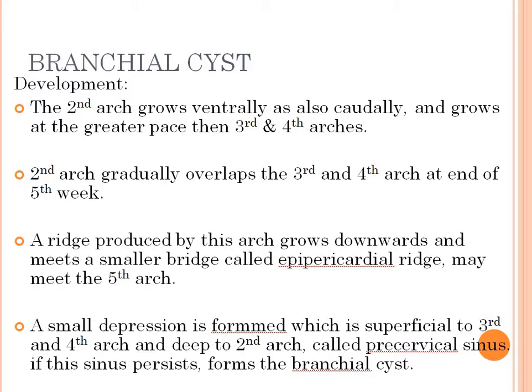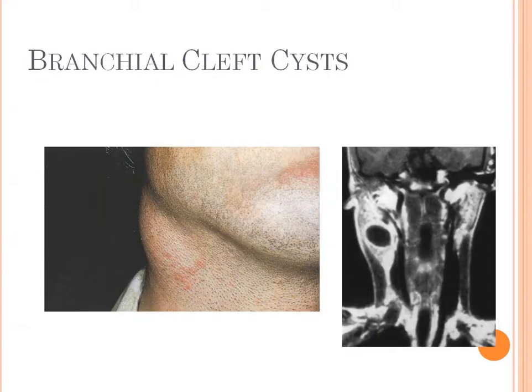A small depression is formed which is superficial to the third and the fourth arch and deep to the second arch. This is called the cervical sinus. If this sinus persists, it forms the branchial cyst. Here you can see how the branchial cyst looks.